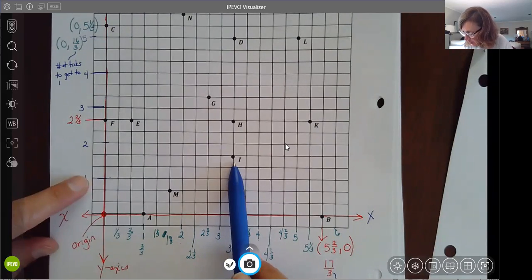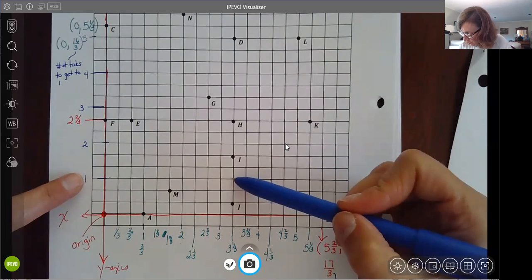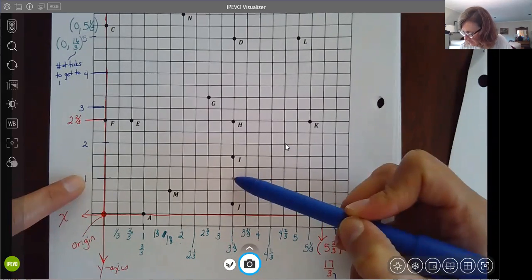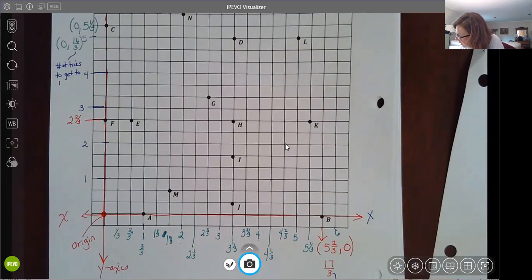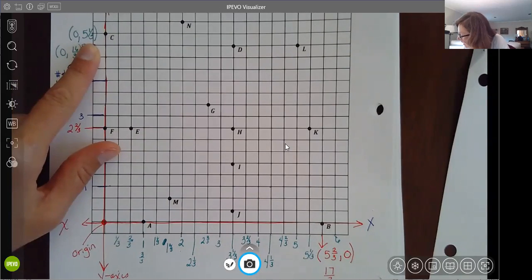And to get to I, I went 1, 1 1/3, 2 1/3. So it would be 1 1/3, 1, I think I said that wrong, 1 2/3. Do you see that? To get to I, you start at 1, then you go 1/3, 2/3. So it's 1 2/3. B, we already know. B, we've already done. It's 5 2/3, comma 0. And C, we've already done. It's up here at 0, 5 1/3.